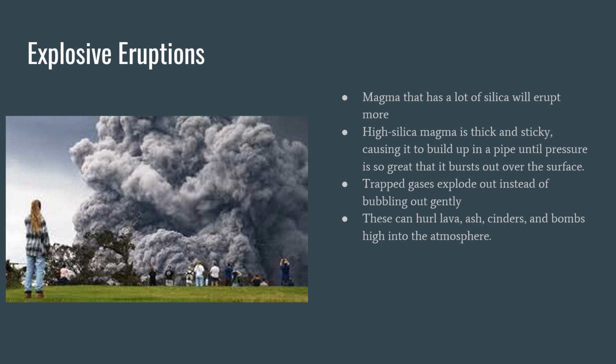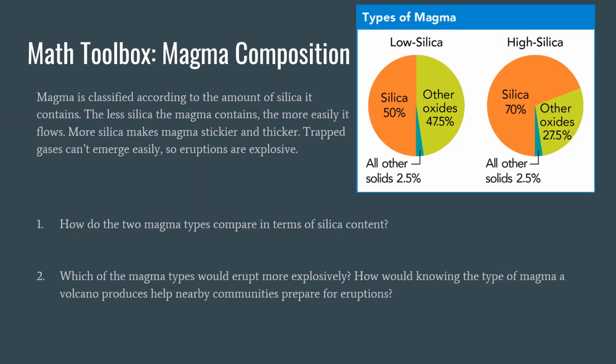And that's basically the same thing that's happening with our volcano in an explosive eruption. Math Toolbox, magma composition. So here we have two types of magma. We have low silica and high silica. So magma is classified according to the amount of silica it contains.